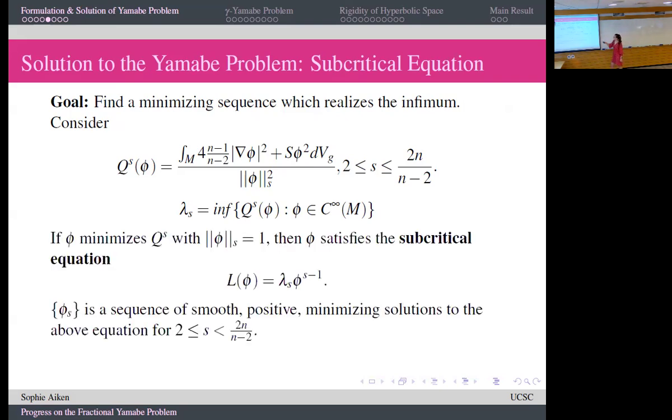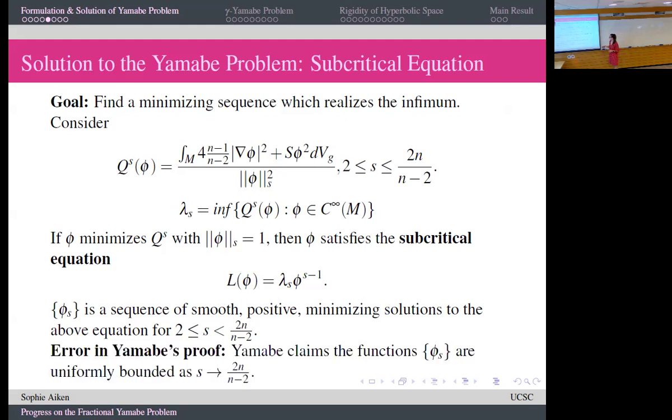And we say that if phi is a function which minimizes this subcritical problem, which is the same thing as satisfying our subcritical Yamabe equation, then we hope to take the limit of that sequence to get a solution to the actual Yamabe equation. But the problem here is that Yamabe claims that this sequence will be uniformly bounded, so the limit will actually be a true, non-trivial solution.